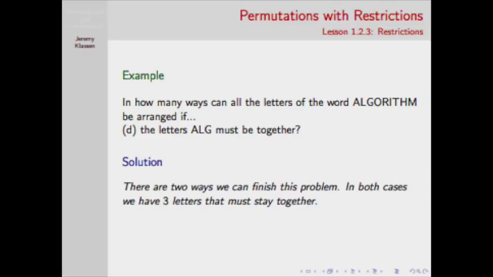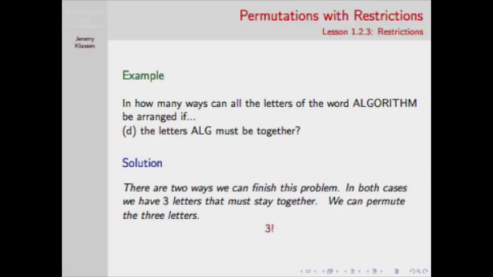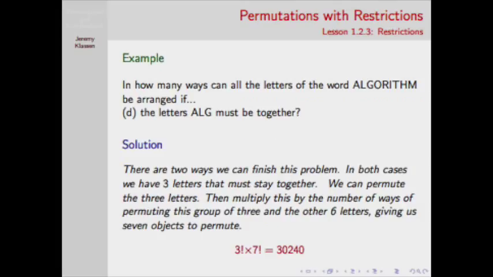Now there are 2 ways that we can finish this problem, and in both cases we have 3 letters that have to stay together. As always, the number of ways we can permute 3 objects, or 3 letters in this case, is 3 factorial. And then because we need to include all of the letters, we're going to multiply this by the number of ways of permuting not just the other 6 letters, but also this group of 3 letters. We're going to include this as its own unique, big letter. And so there are 7 objects that we're going to actually permute. And the product of 3 factorial and 7 factorial is 30,240.